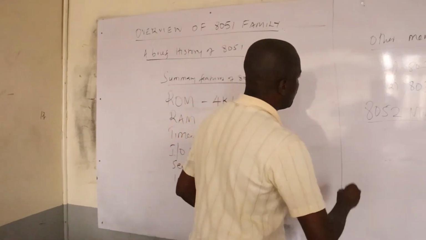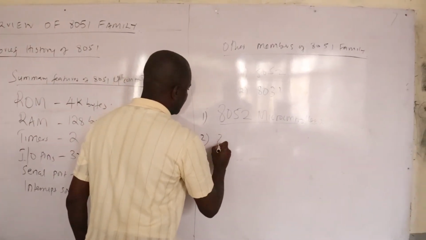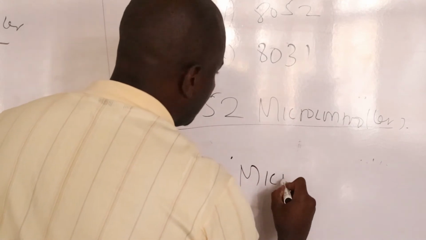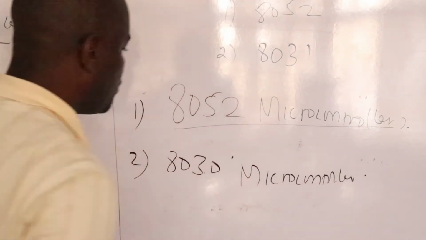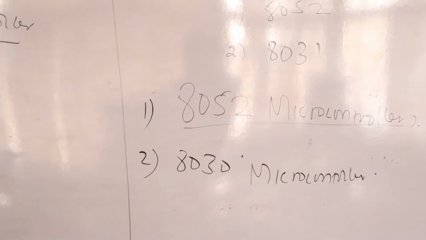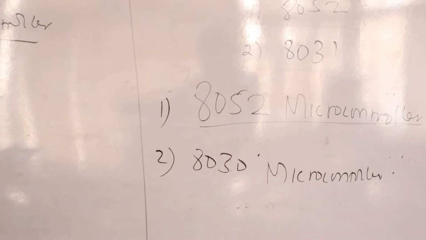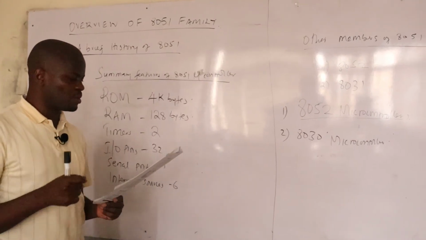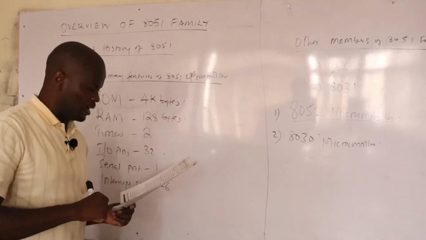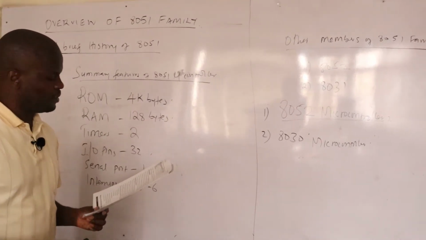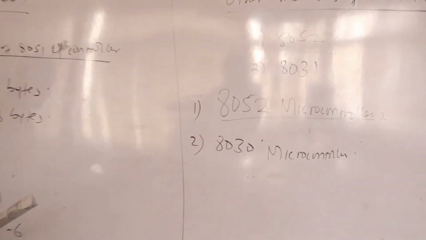The other one we can talk about is the 8031 microcontroller as a family member of the 8051. This one is always referred to as the ROM-less 8051, since it has 0 kilobytes of on-chip ROM. Therefore, to use this chip, you must add an external ROM to it, and this external ROM must contain the program that the 8031 will fetch and execute.